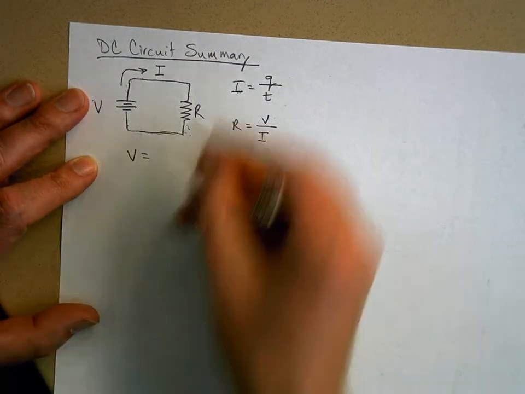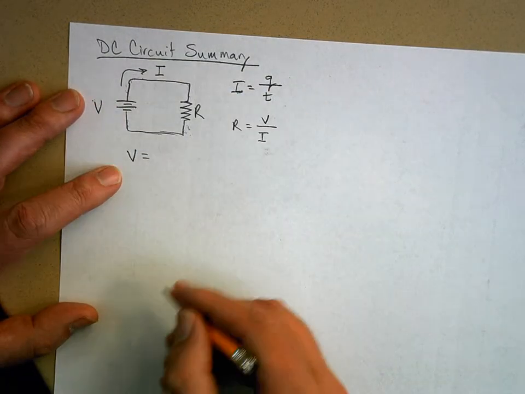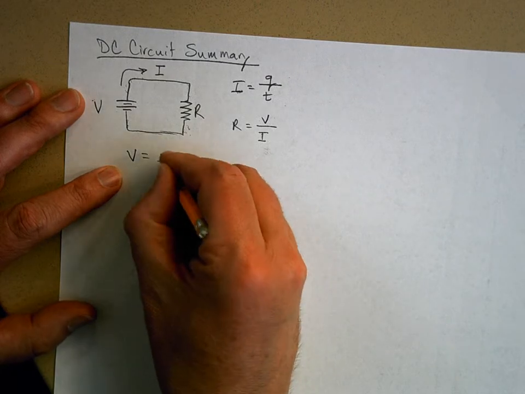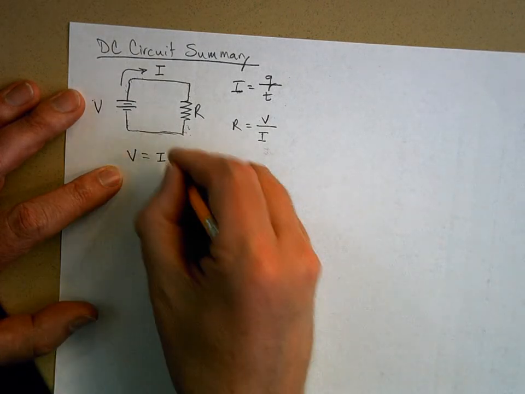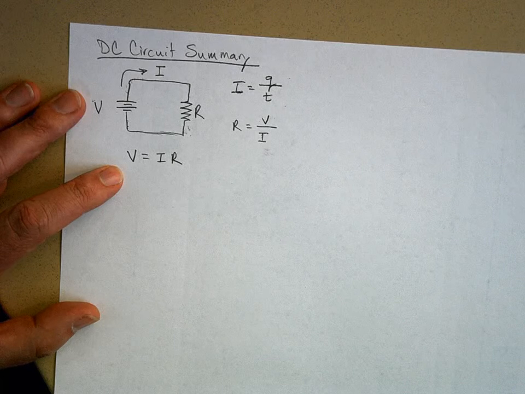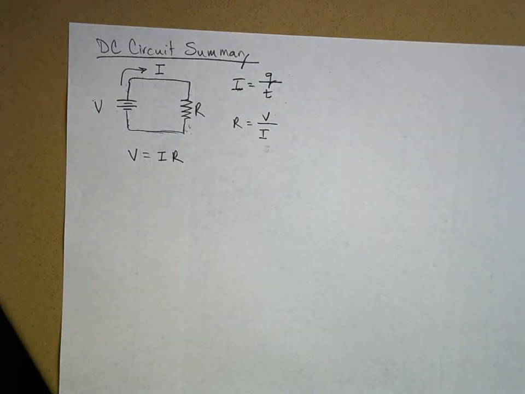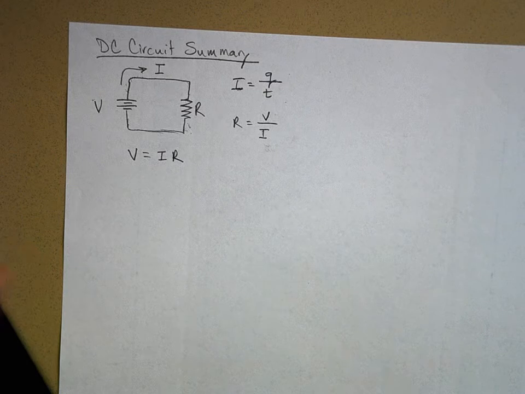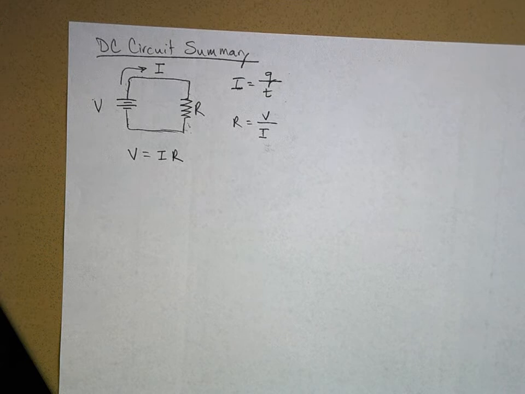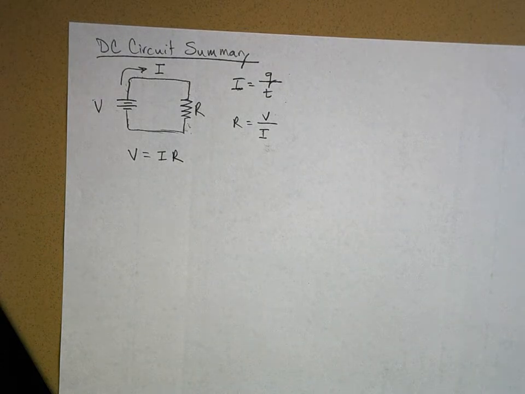We say the voltage drop across the resistor is equal to the current flowing through that resistor times the resistance of that resistor. Okay? Now make sure when you're studying this that you're studying all the units. You know what ohms are, what coulombs are, what volts are in terms of joules and coulombs and time and so on.